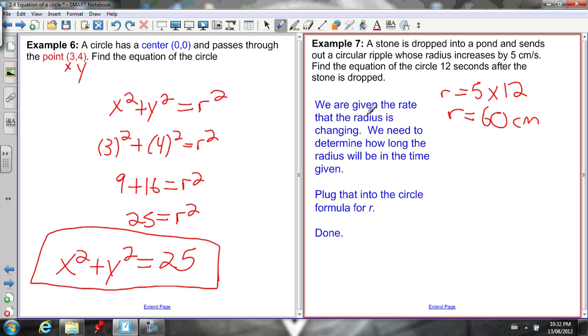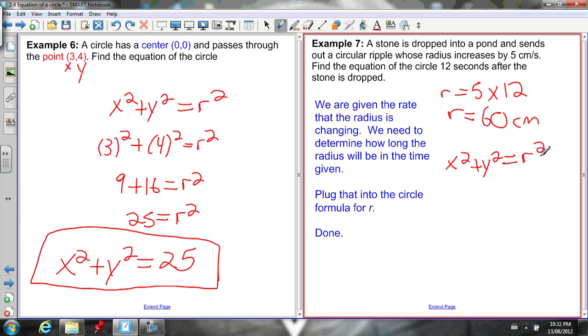Okay? So we're given the rate that the radius is changing. We need to determine how long the radius will be in the time given. So the time given is 12 seconds. So after 12 seconds, we know it increases at 5 centimeters a second. It'll be 60 centimeters, the radius. When I'm given the radius, I can write the equation very easily. I know the equation of a circle is x squared plus y squared equals r squared. Remember, the circles we're working with are all centered at the origin. That's why we're able to use this formula.